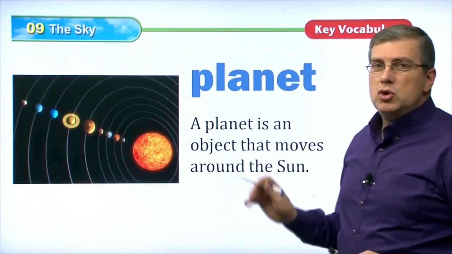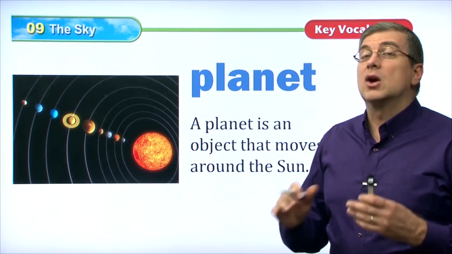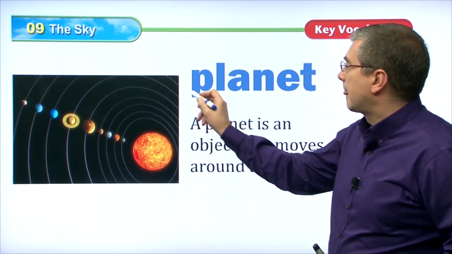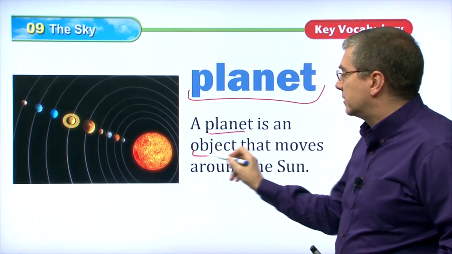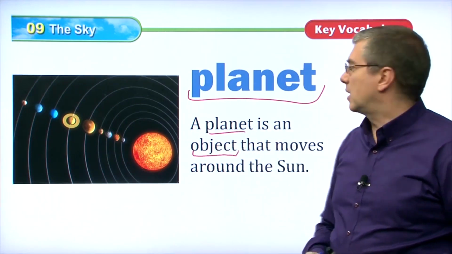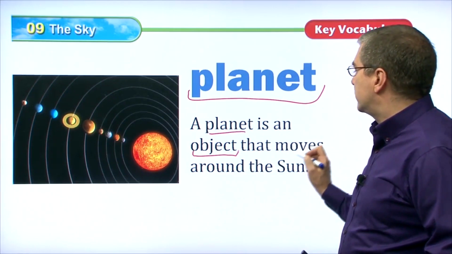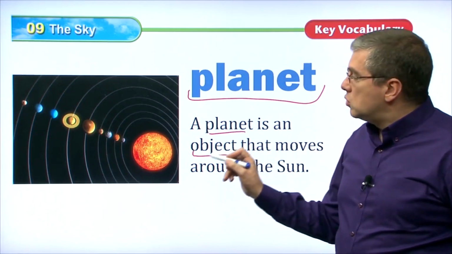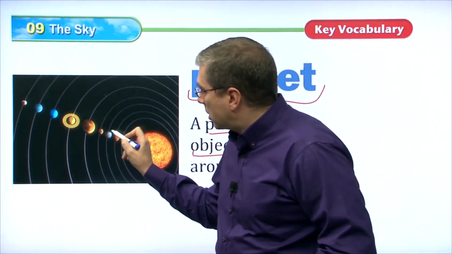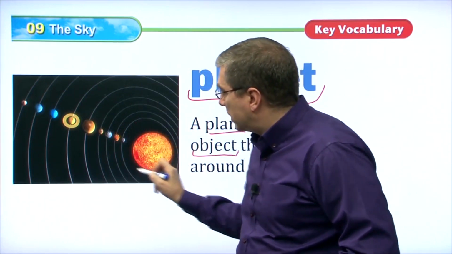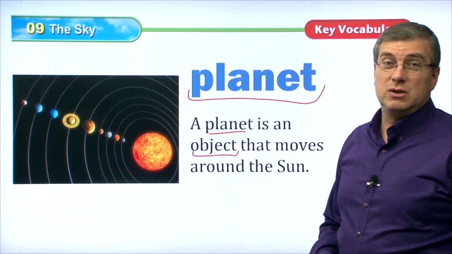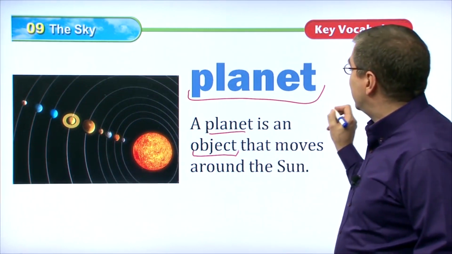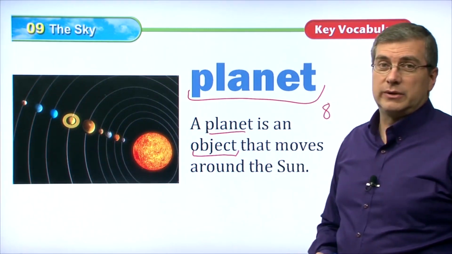Planet. Now, the moon is not a planet. The earth is a planet. A planet is an object. Okay, we're talking about objects, right? We'll talk about objects that move around the sun. So the moon is moving around the earth, but the earth is moving around the sun. How many planets are in the solar system? Do you know? There are 8 planets in our solar system.